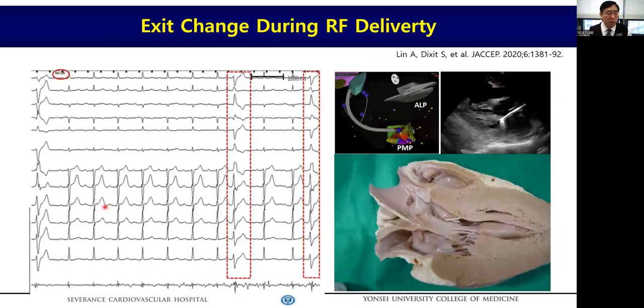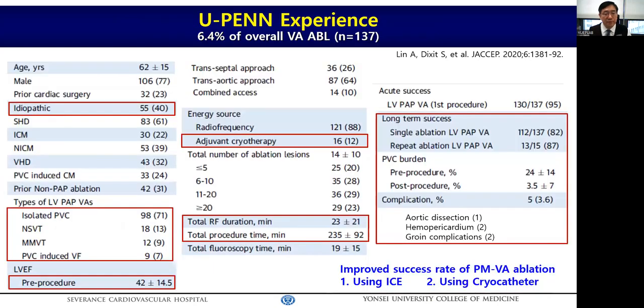Sometimes QRS morphology changed from posterior septal papillary muscle to anterolateral papillary muscle. Look at lead aVF. It was initially a negative QRS, but during RF burn, it changed to a positive wave. It is because the two papillary muscles are located very closely, especially in patients with structurally normal hearts.